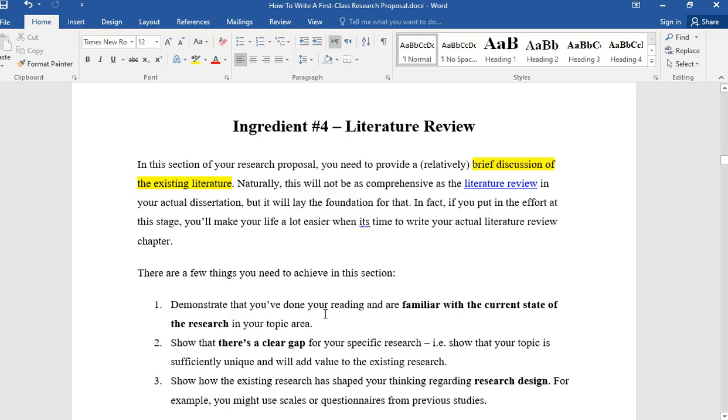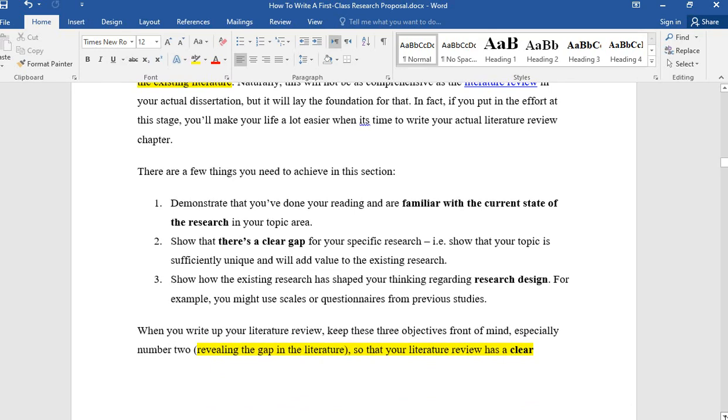Demonstrate that you have done your reading and are familiar with the current state of the research in your topic area. So demonstrate that you have done your reading and are familiar with the current state of the research in your topic area. All right, what should you do? What should you write in the literature review?